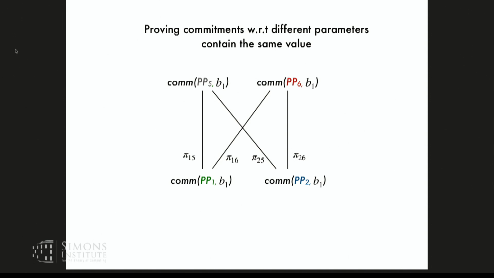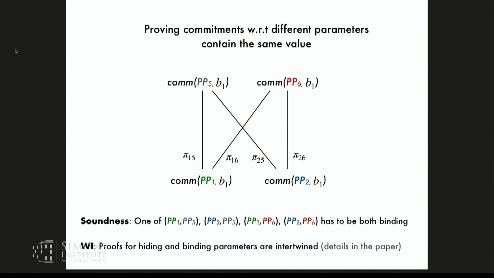Okay. And the reason why we do this is that this automatically gives us soundness, because one of the pair of parameters has to be binding. Recall that this was the property guaranteed by the GOS scheme. Here also one of the parameters has to be binding, in which case there has to be some line where both the vertices on this line correspond to binding parameters, which will ensure that the value committed to along that line is the same. So this will automatically guarantee soundness.